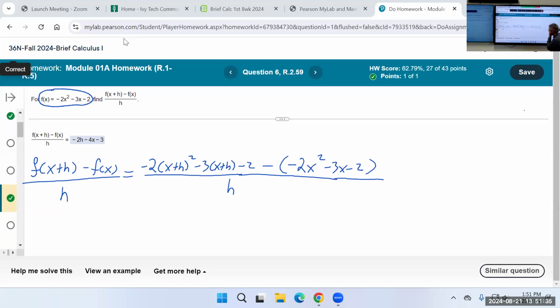There we go. Now let's see what happens when we start distributing things. We have x plus h squared right here. We looked at that just a moment ago.